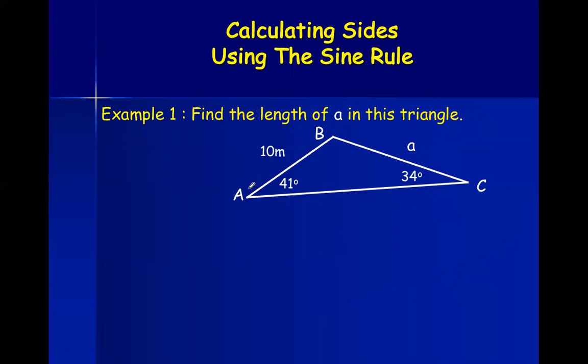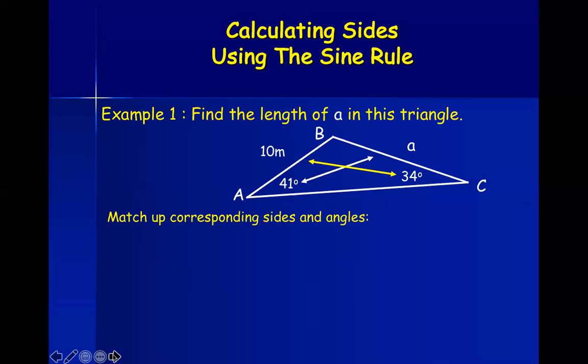So I've got 10 meters for that side, so that's going to be small c. I've been asked to find a, so I've got small c and the angle. So we said that c over sine 34 is the same as small a over sine 41. So we can decide to go like that by matching them up, using the formula a over sine A equals b over sine B equals c over sine C.